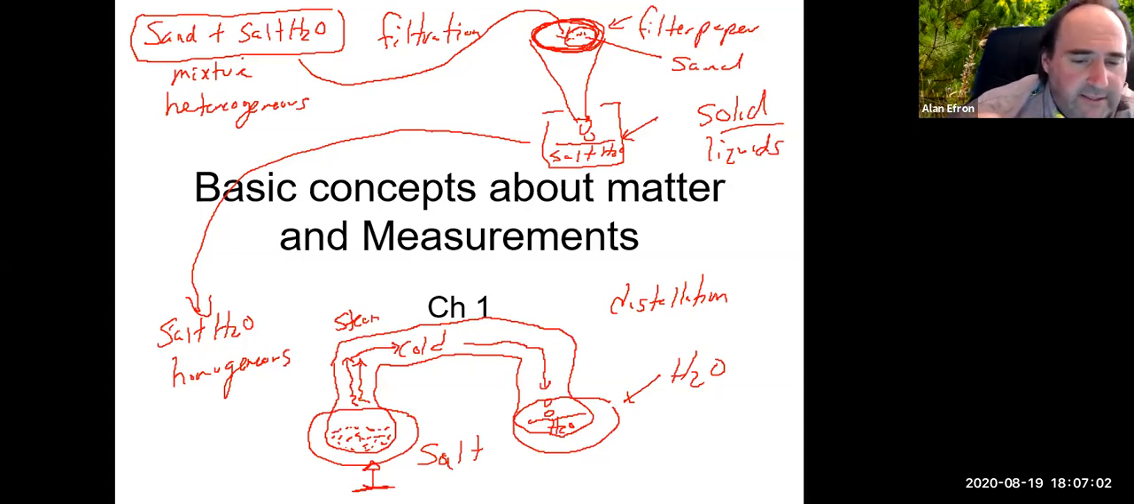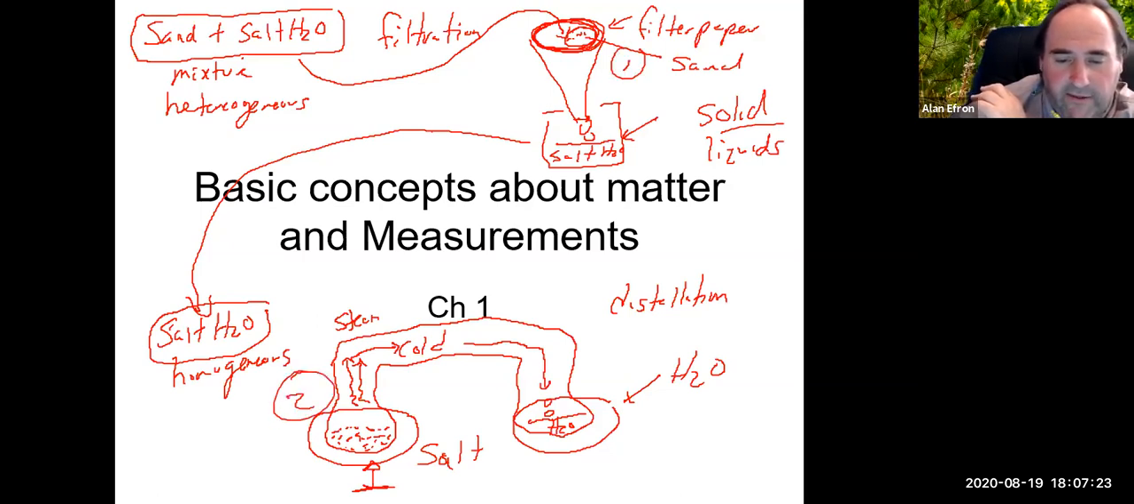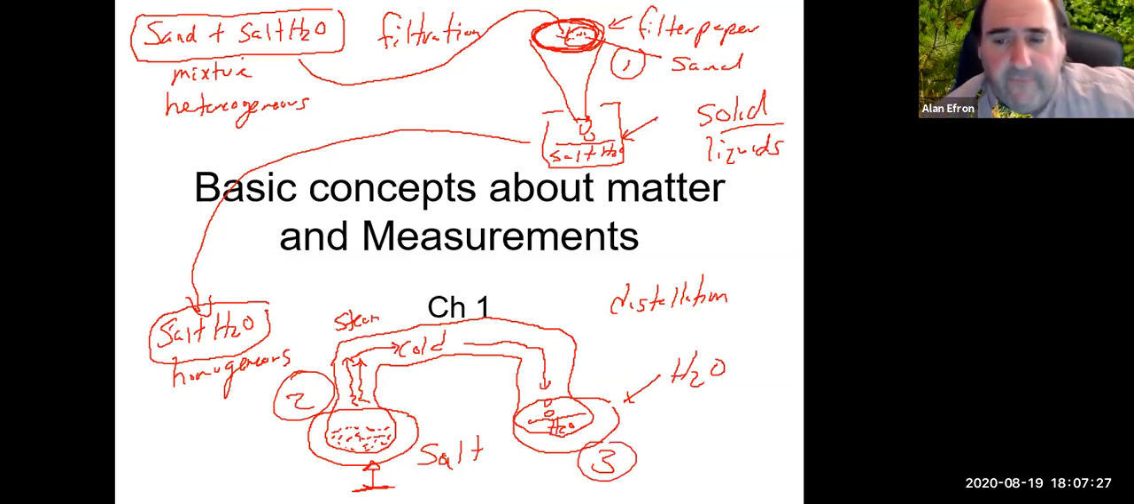And once we got the solid out of the way, we could then take our homogeneous mixture, which again just looked like water, and doing this simple process where you heat it up, we could get the water and the salt away from each other. And again, if we wanted to collect everything, we now have all three things back in their original form, just like they were before they were mixed together.